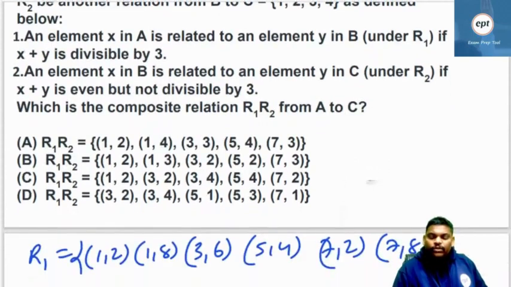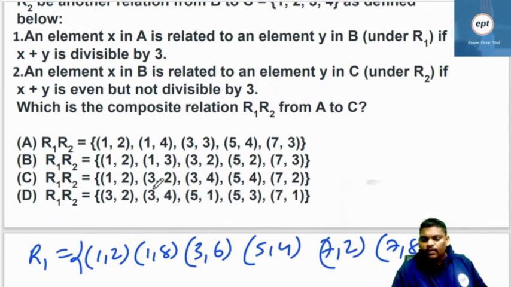So, if you see 8, 2, 10 divisible by 3? No. 6, 4, 10 divisible by 3? No. 6, 2, 8 divisible by 3? No. 4, 4, 8, no. If anything is missing, check. Someone is saying 4, 1. If you see 4, 1, it is odd.